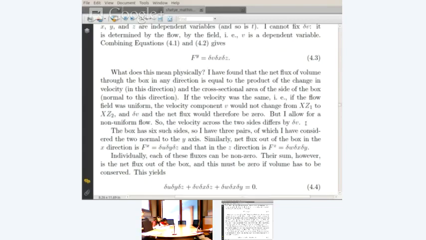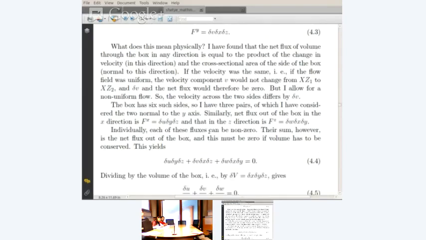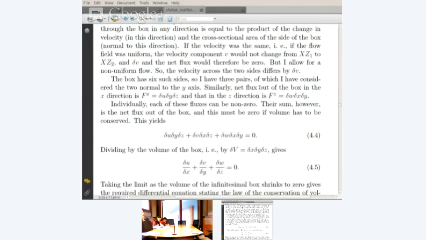The net flux is not necessarily zero. So I allow for a non-uniform flow. The velocity across the two sides differs by delta V, which is what we have done here. The box has six such sides, so I have three pairs, of which I have considered the two normal to the y-axis. Likewise, I can have flows across the sides normal to x and z-axis. So these are the fluxes as you would expect. Fx is delta u into delta y into delta z. And in the z-direction, you have Fz equals delta w into delta x into delta y.